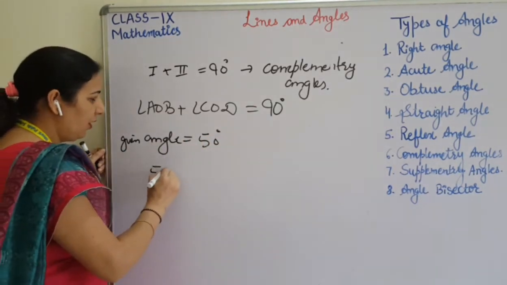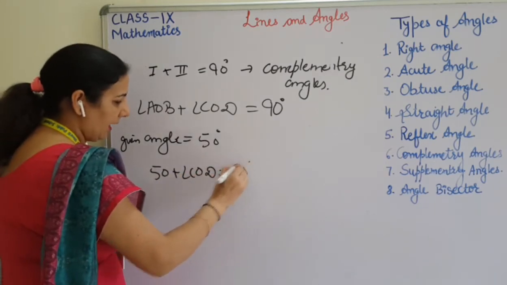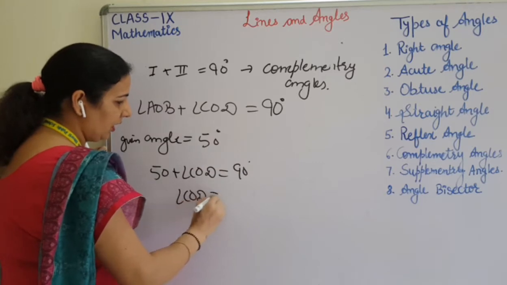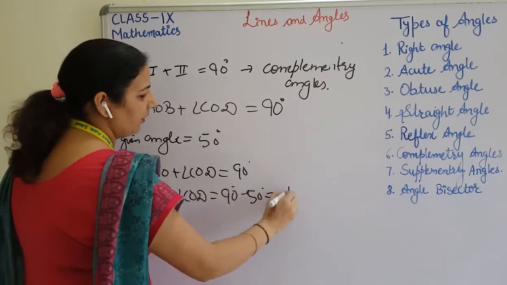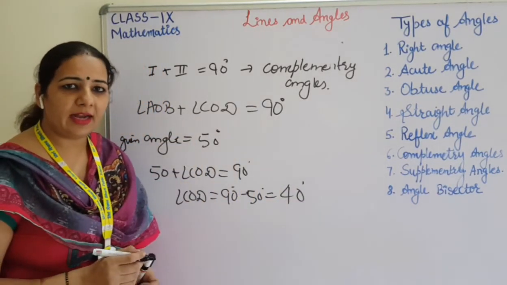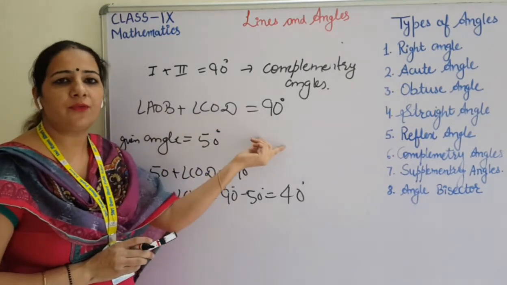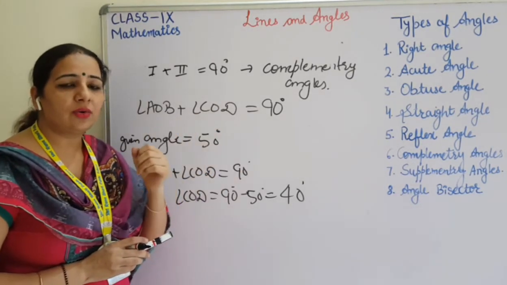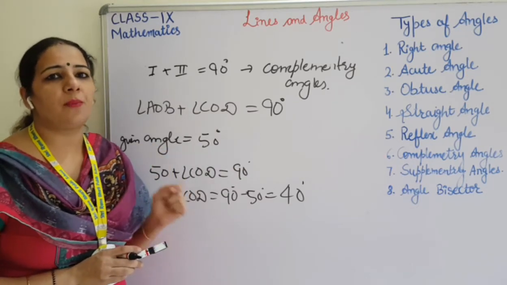Then it will be 50 plus angle COD is equal to 90 degree, and angle COD is equal to 90 minus 50 degree, that is equal to 40 degree. So for calculating the complementary angle, we just have to subtract the given angle from 90 degree.